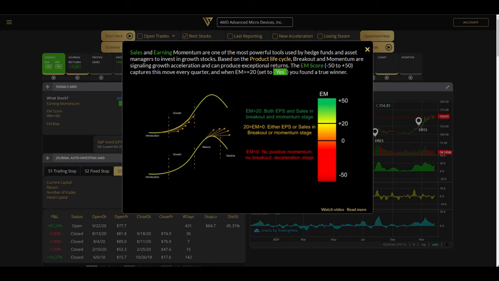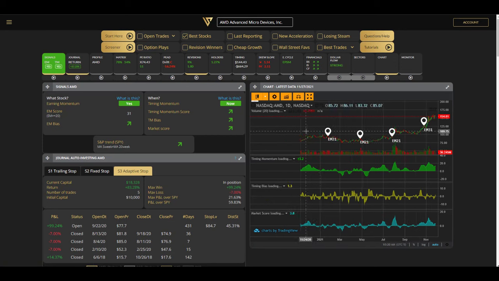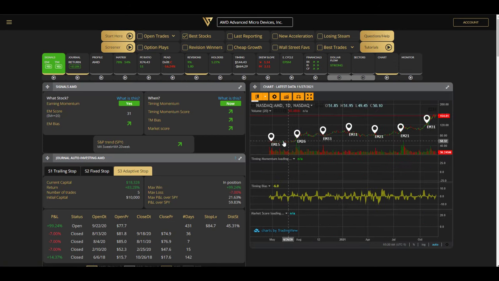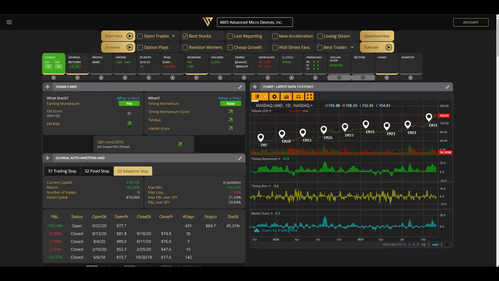You get a definition of the EM score. It has to be above 20 to be in the best condition. 0 to 20 is kind of good, but above 20 is best. And here it is, and we can see going back in history, when it starts to be above 20, then you have the rally and then up and up and up, right? The second thing is you have to have the timing on your side. So timing momentum, timing bias, market score, all three arrows here have to be up and green, and that would tell you when to actually start really looking at the stock.